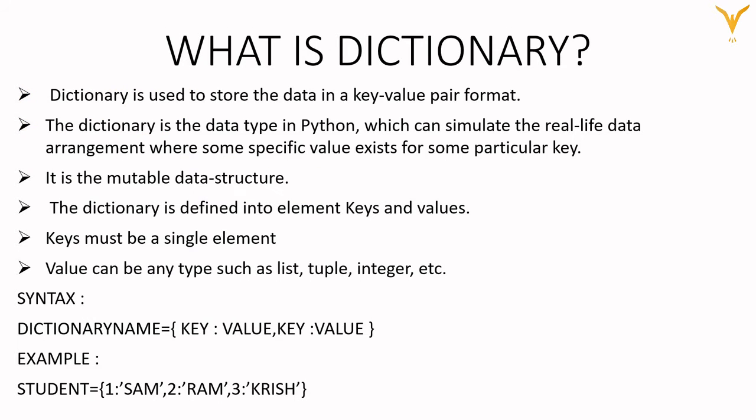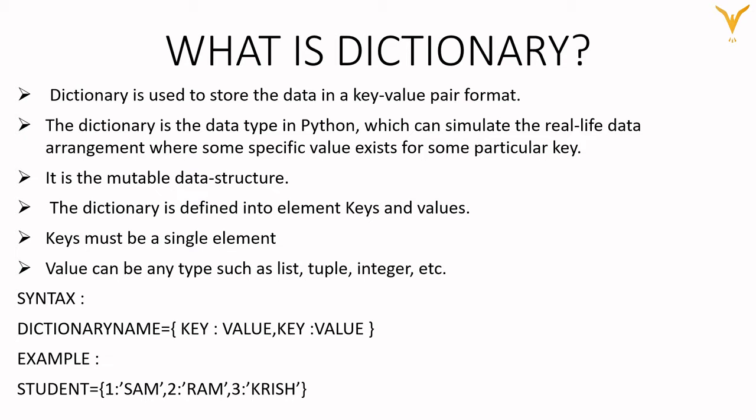First of all, what is dictionary? We can define dictionary as a data type in Python or a data structure in Python. It is used to store the data in the form of key and value pair. Dictionaries are mutable because we can add new elements in the existing dictionary, as well as we can delete the elements or we can modify the elements from the dictionary. That's why it is said to be mutable.